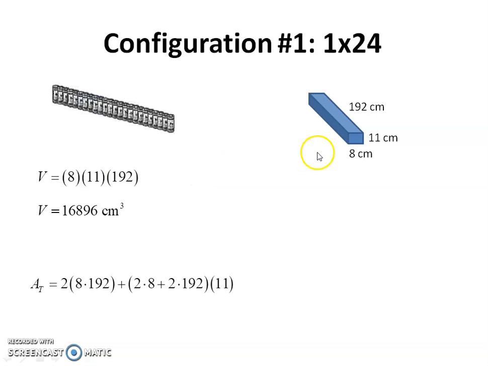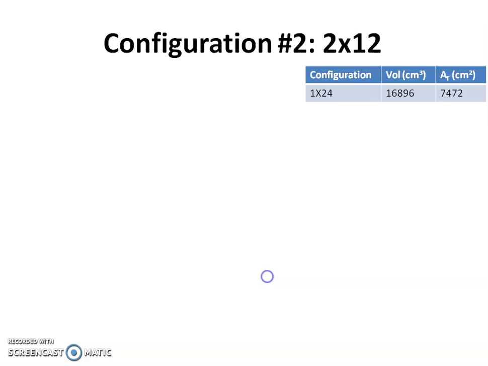And the surface area is 2 times area of the base plus perimeter of the base times height. And for the perimeter of the base, because I took my base to be this shape down here, 8 by 192, I added up all 4 sides. I added up the 2 8s and the 2 192s. There's 2 of each, times the height. And the height of that prism is 11. And that surface area works out to be this number. You can pause and try it if you like. But what I'm going to do is I'm going to compare that to a separate second configuration, and then to a third, and then to a fourth.